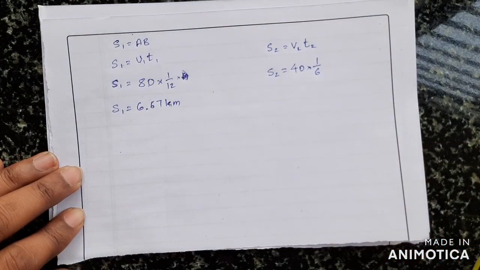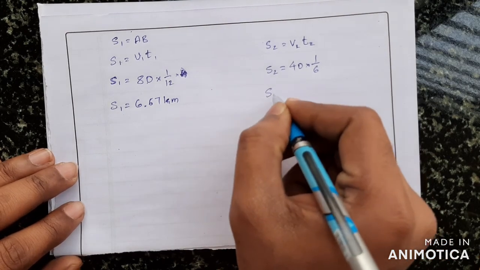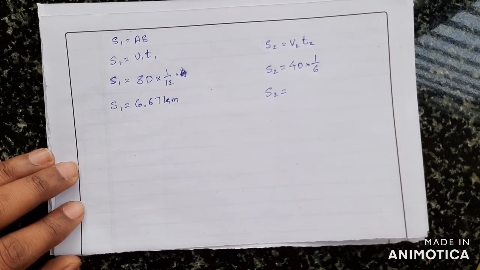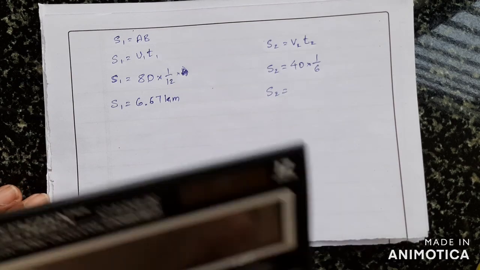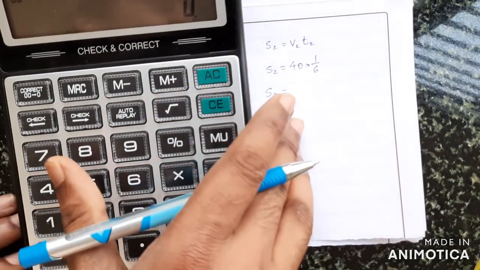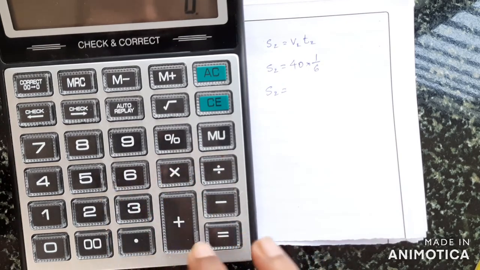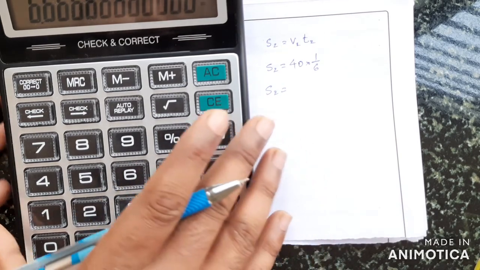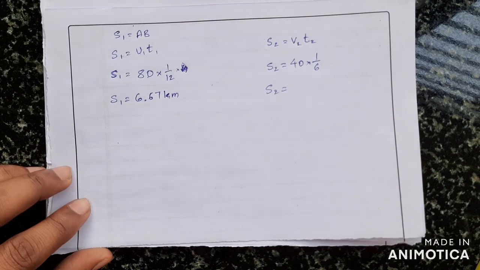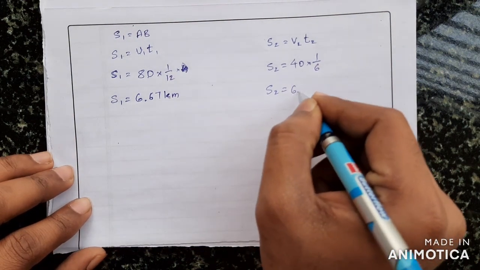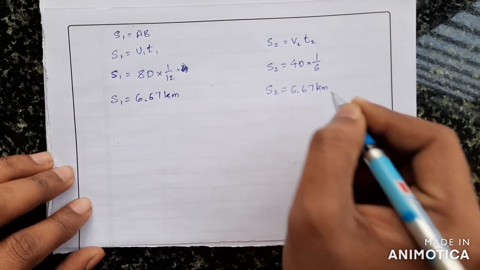And then similarly I shall calculate S2, which is 40 by 6, right? Which should also lead me to the same answer, 6.66 recurring. So 6.67 kilometer.